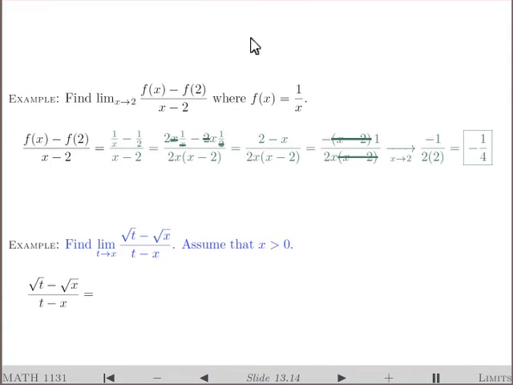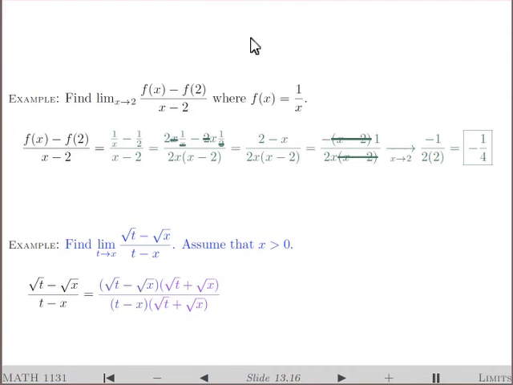In this example, the square root is in the numerator, so we will rationalize the numerator. The numerator is square root of t minus square root of x. Its conjugate will be square root of t plus square root of x. Change the sign of one of the square roots. So I multiply both up and down by the conjugate. In the numerator, I have root t minus root x times root t plus root x.